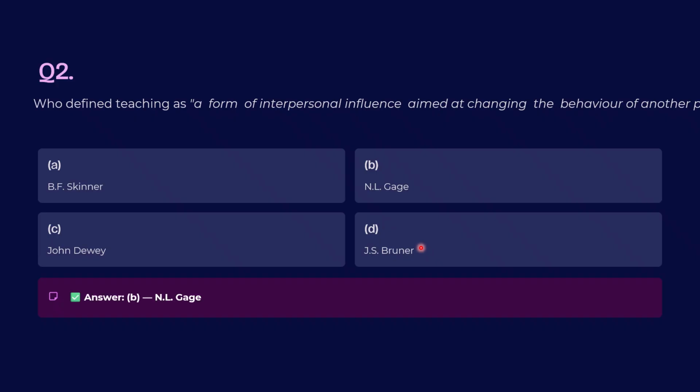So the answer is B, N.L. Gage. So N.L. Gage's definition is extremely important. The examiner may ask directly or indirectly. So when you see interpersonal influence and behavioral change, immediately think of N.L. Gage.